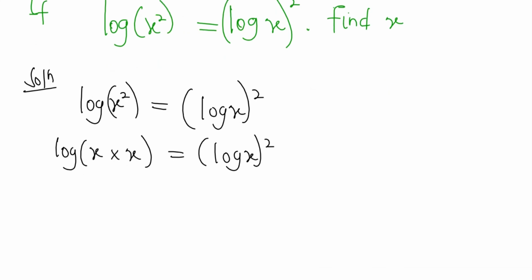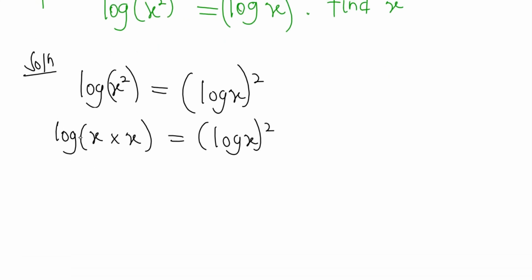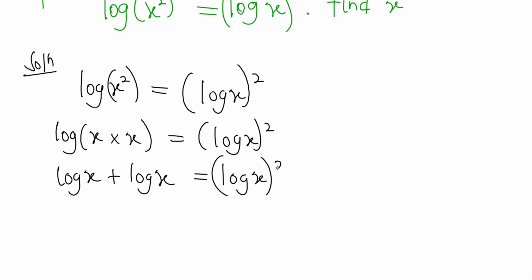Now here we can see that it has been written as a single logarithm of a product, which we can expand by using the laws of logarithms. That gives us the logarithm of x plus the logarithm of x, equal to the logarithm of x all squared. So we have log x plus log x, which are being added. When we add, we get 2 log x, now equal to (log x) all squared.